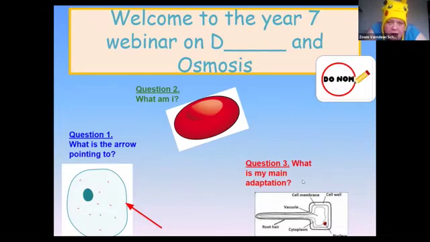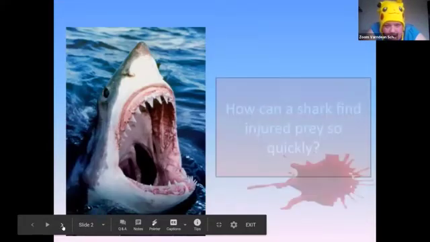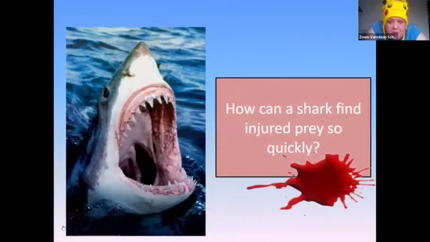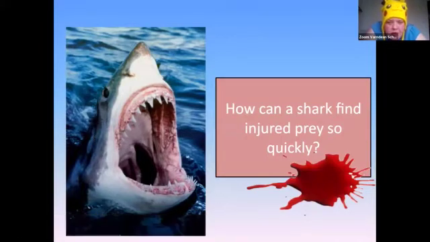Right, so I'm going to stop sharing, I'm going to close the polls, and I'm going to move on to my next slide, still not mentioning that word. Okay, now this might look a little bit gruesome and scary, but I really like this question. Now, normally I'd get a class feedback on how this shark can find its injured prey so quickly. But the reason is to do with the top word that was missing on our slides.